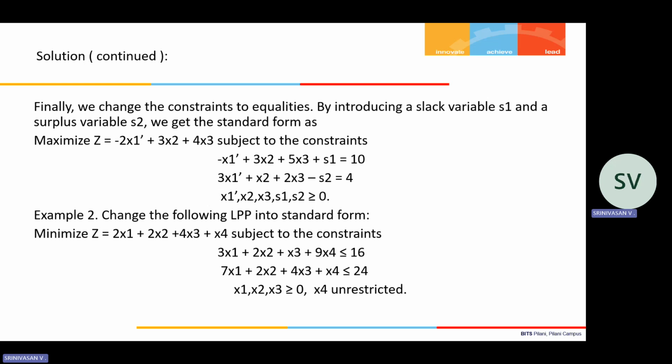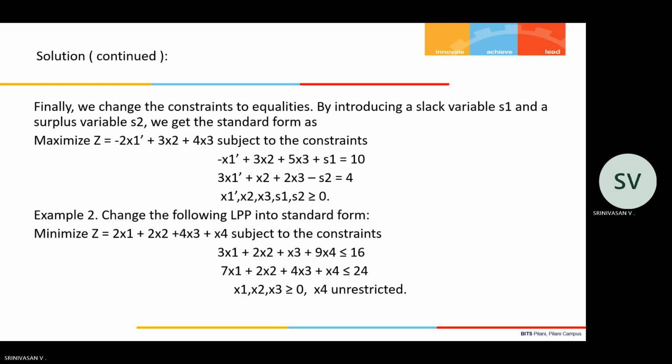Go to the next. We had 3x1' plus x2 plus 2x3 greater than or equal to 4. Already it was excess. So remove the surplus: minus, add slack. Whatever is shortage, you add in order to make it balanced. Whatever is excess, surplus, remove it in order to make it balanced. So minus S2, since it is the second variable in the list, equal to 4.